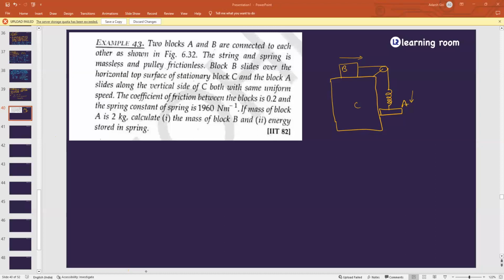Sir, the tension is equal to Kx. Yes, exactly. So it will be equal to the mass of A. Sir, is 10 kg the mass of the block B? Yes, 10 kg is the mass of the block B. That's correct. Go for the second part. That means you are solving. That's good.